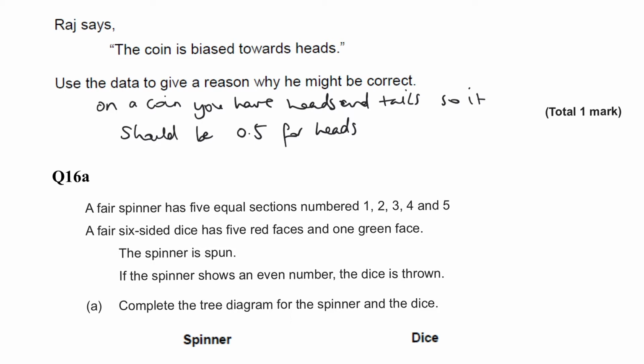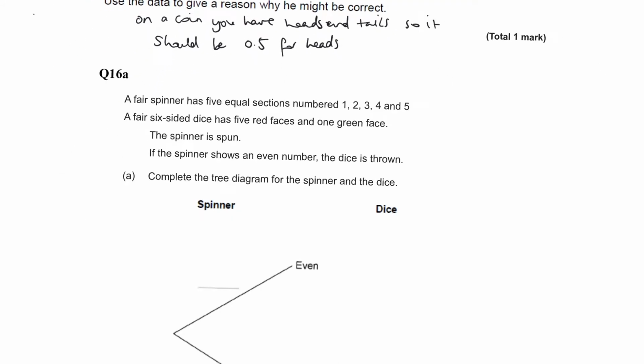So that could be a reason as to why probably the coin is just biased towards heads, because your heads value is 0.62, which is way more than what we would expect theoretically. So that's why he might be correct based on that data.